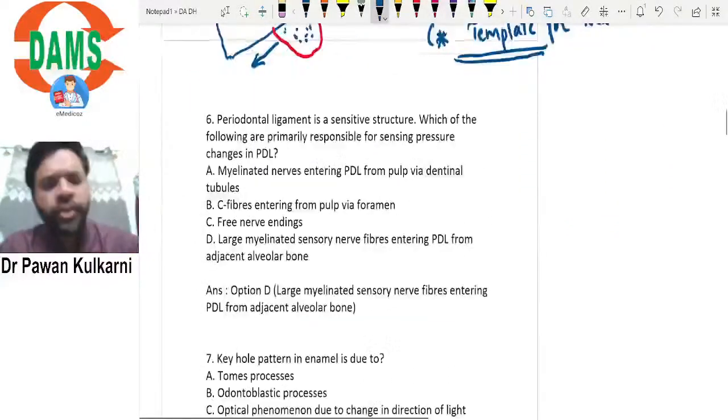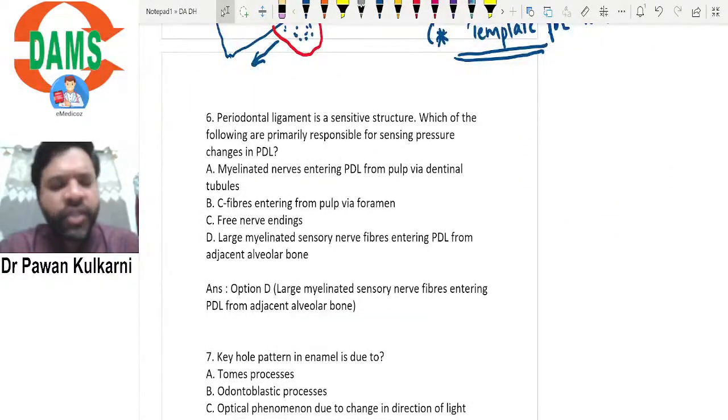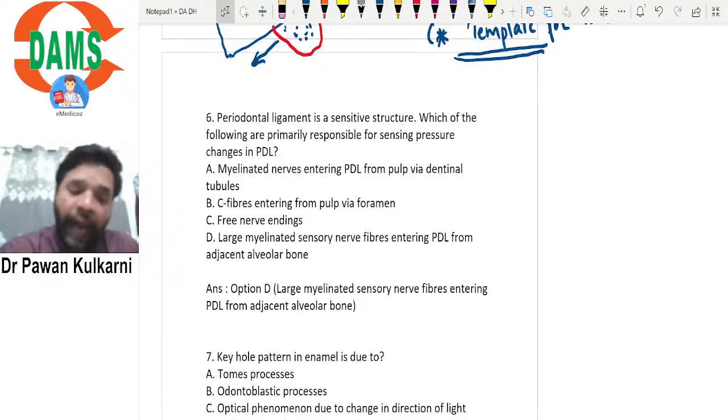Let us move to the sixth question. Periodontal ligament is a sensitive structure. Which of the following are primarily responsible for sensing pressure changes in the PDL? Myelinated nerve fibers entering PDL, C fibers via pulp, free nerve endings, large myelinated sensory nerve fibers.